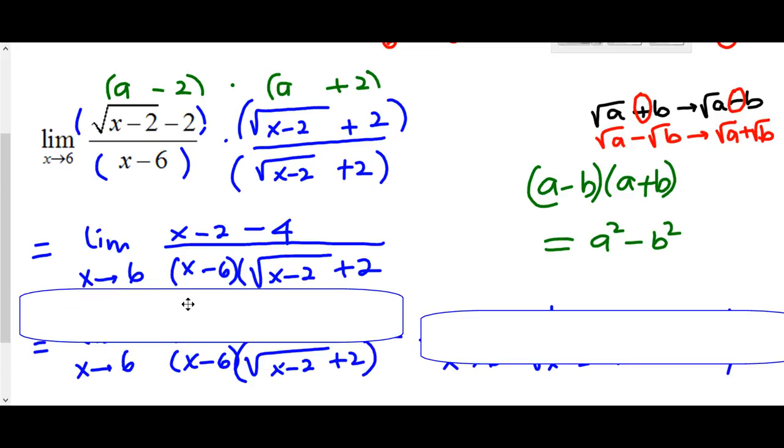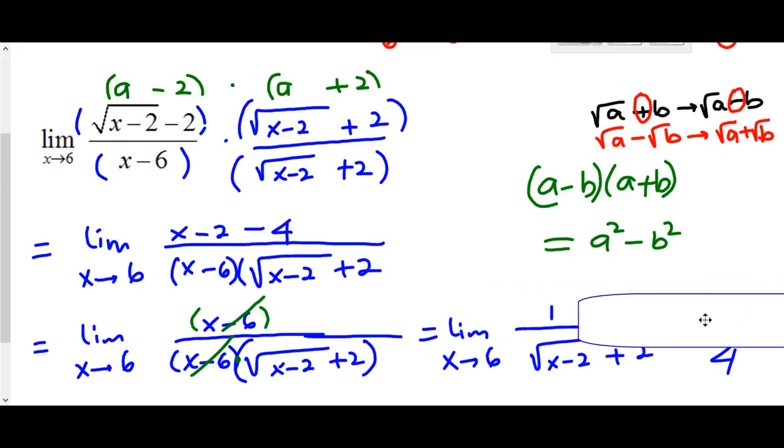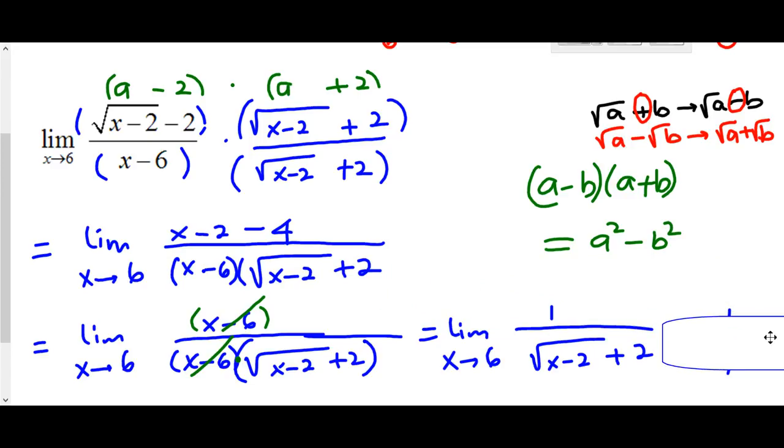So now you see, right? Because we can cancel the x minus 6 from the top with the x minus 6 from the bottom. These are being multiplied, so it's legitimate to cancel them at this point. There's going to be a 1 left on the top and the radical expression left on the bottom. Once we do that, at this point you can plug the value in, x equals 6. And when you do that, 6 minus 2 is 4, square root of 4 is 2, plus 2 on the outside is 4. So the final answer to this question will be 1 over 4, which you can check using a numerical approach.